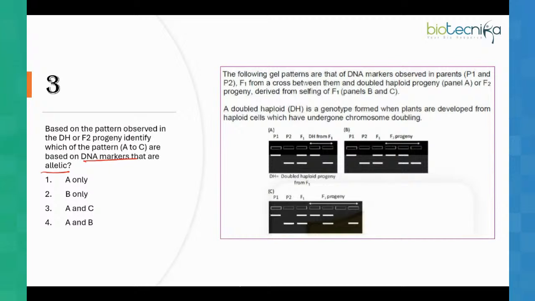So markers is something which has to be very, very solid. This concept of markers has to be very solid with you all, and you should be well versed with reading the markers in a gel. Right. So can I have some answer here, please? What do you think? Which of the panels out of A, B, and C are showing DNA markers that are allelic in nature?